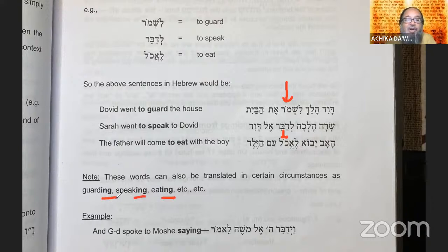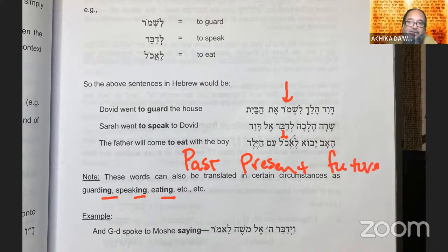That means it's going on in the what? Present, past, or future? Present. That little dot right here on okal or lishmor, that O sound is always going to be present. This is your ing because it's going on. This always is going on as we speak. I'm guarding, I'm speaking, I'm eating presently. You're doing it right now. Just a little side note.